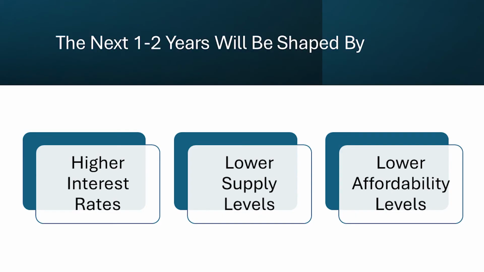Let's get into it. Look, the next 1 to 2 years definitely will be shaped by three things. So one thing is higher interest rates. Number 2 is lower supply levels. And number 3 is lower affordability levels. Now, again, I've previously discussed interest rates are here to stay fairly high. There'll probably be a couple of cuts, but they'll still be fairly high for obviously our pricing levels that they are now.